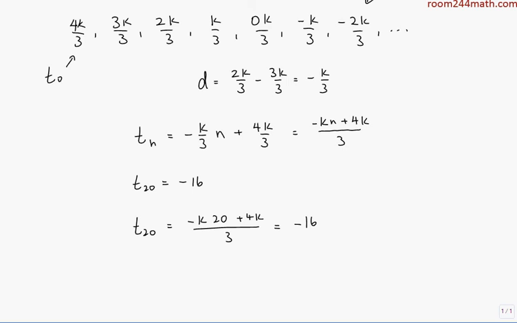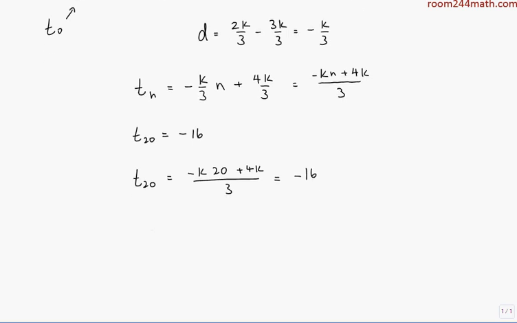So we have an equation here in k, and it's a straightforward equation. It's got a fraction in it. I always recommend multiplying both sides by the denominator if you see a fraction, or the common denominator if there's more than one. So we'll multiply both sides of this by 3, and we'll be left with the numerator, negative k times 20 plus 4k, is equal to negative 48. And negative k times 20 is just the same as negative 20k, plus 4k becomes negative 16k. And now we can divide both sides by negative 16 and get positive 3.